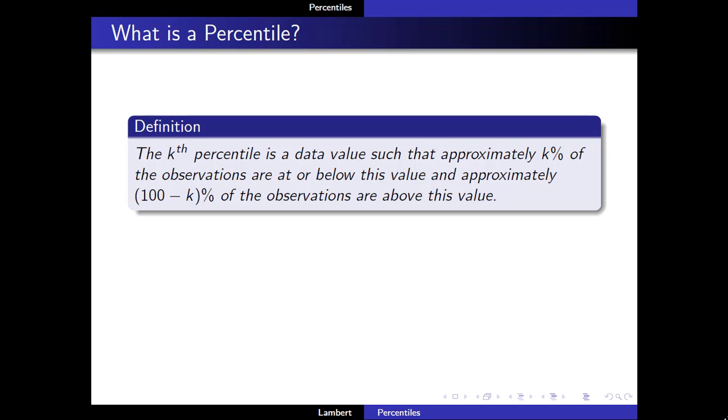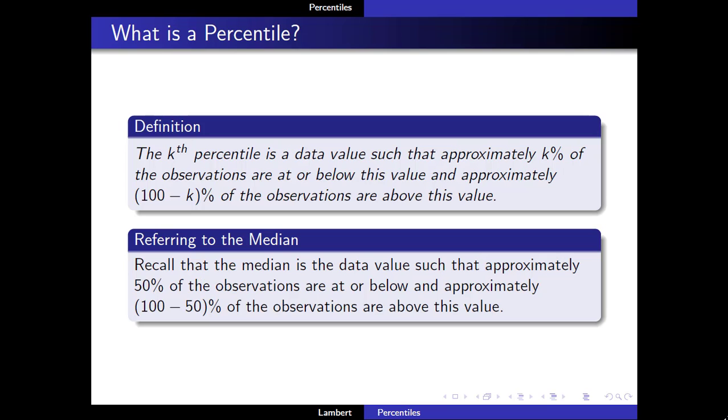Well, the kth percentile is actually a data value such that approximately k% of the observations are at or below this value, and the rest of the observations, that other percentage, 100 minus k%, are above that value. To put this in perspective, we've actually encountered this before. When we refer to the median, you have 50% of the observations below that value and 50% above, which we could write as 100 minus 50, above that value. So we have encountered this type of formula before. Now we're just getting a little more abstract.